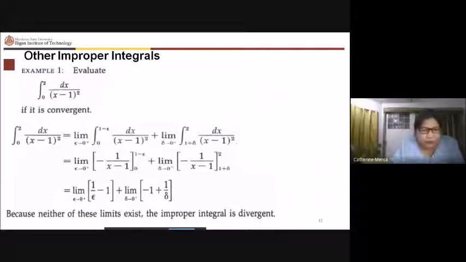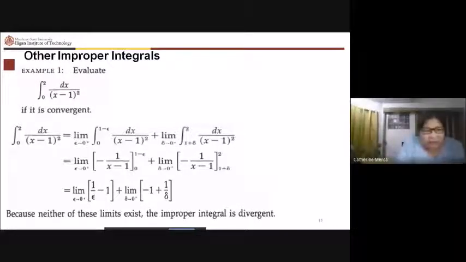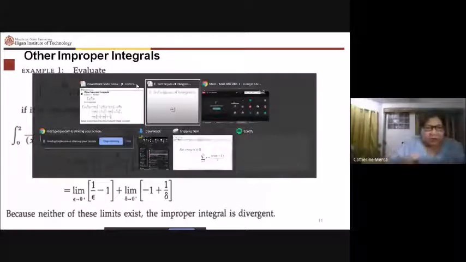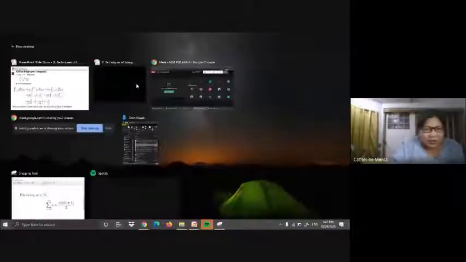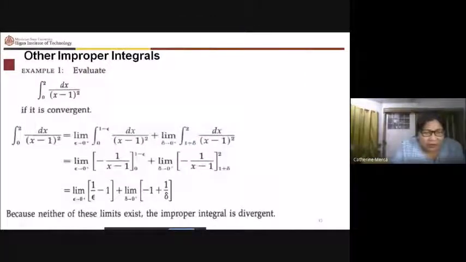So if you have 0 to 2, okay, ito na. If you take a look at this one, di ba dili siya defined pag x is equal to 1? Correct? Are you with me? Hello? Yes, ma'am. So, tanawin ninyo, di ba dili siya ma-define at x equal to 1, correct? Okay, when x equal to 1, you will have 0 sa ubos.